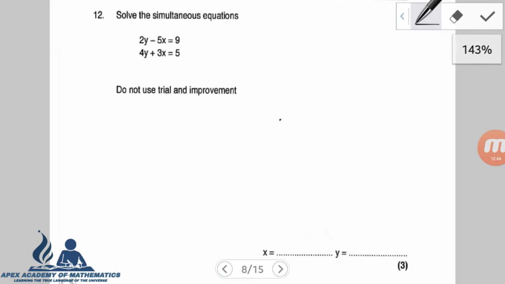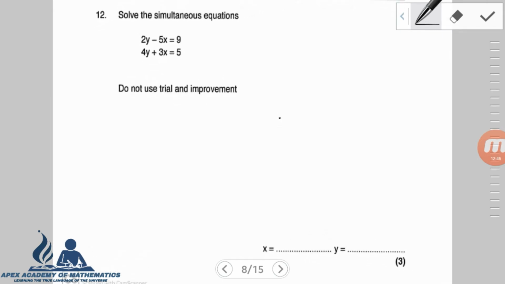So for this one, guys, I have to solve the simultaneous equation. Here we have 2y minus 5x equal 9 and 4y plus 3x is equal to 5. So the first thing I pick up here, guys, is the unusual setup of this simultaneous equation. We're so used to having the x at the front and the y in the middle, but now we have the y at the front and the x in the middle.